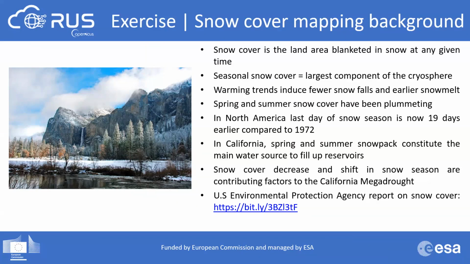In fact, the US snow season has shortened by more than 2 weeks in roughly 50 years. The last day of snow now being 19 days earlier than it was in 1972. In particular, climate change has made California drier and hotter, which means that more rain than snow is now falling. Since much of the rainfall evaporates, spring and summer snowpack constitutes the main water source to fill up reservoirs that fuel human activities such as agriculture or hydropower generation.